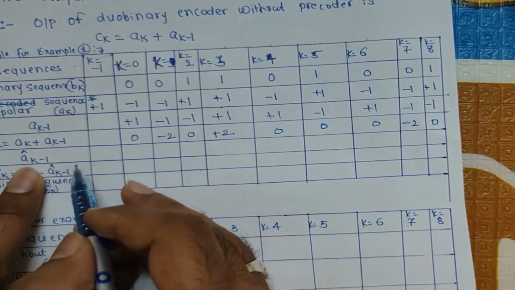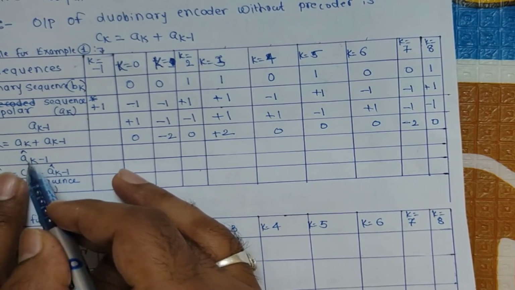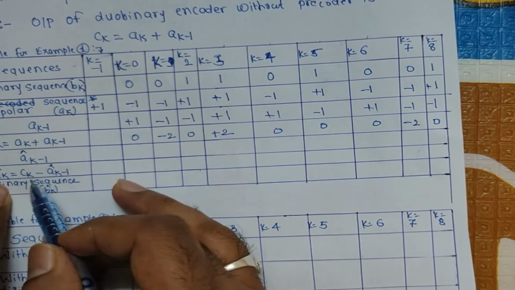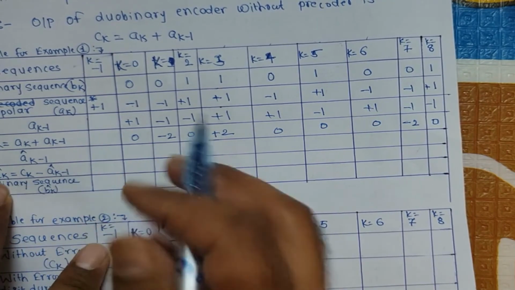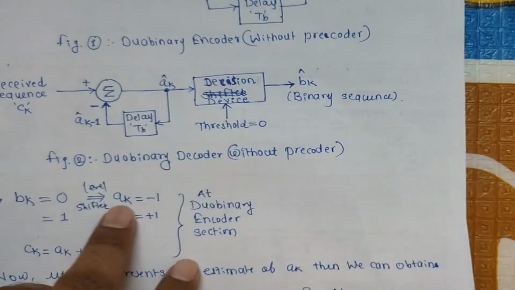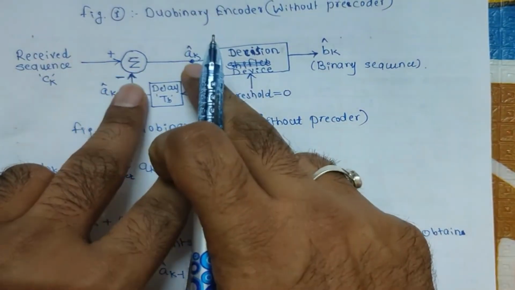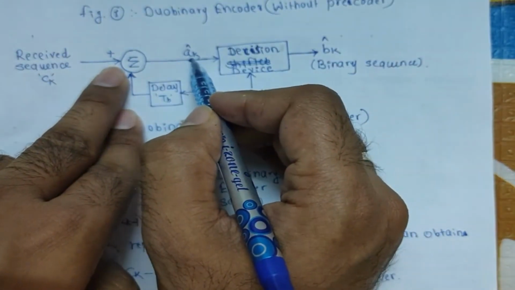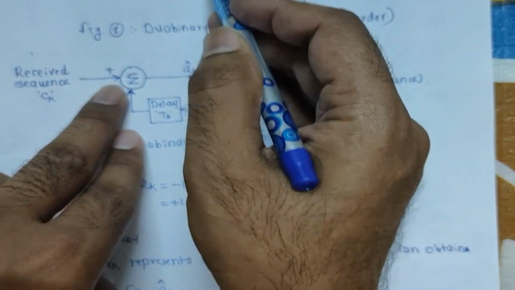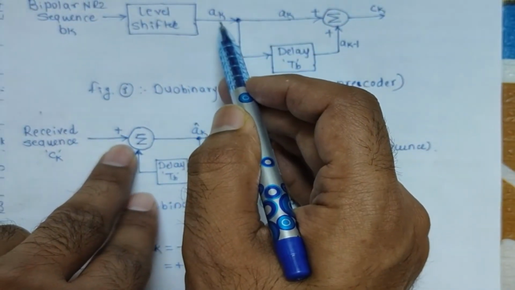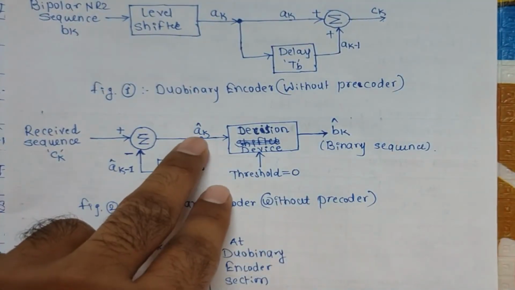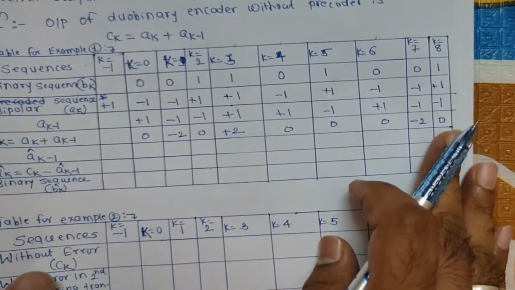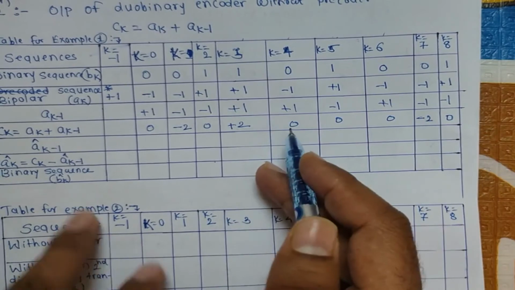Now the next is AK cap minus AK-1 cap. But before writing this, first of all we can write the value of AK cap. What is AK cap? AK cap is CK minus AK-1. You can see this is the decoder, and the value of AK cap is CK minus AK-1 cap. Initially we have to consider this value the same as whatever we considered for AK. You may consider -1 also, but even then you will get the same answer.